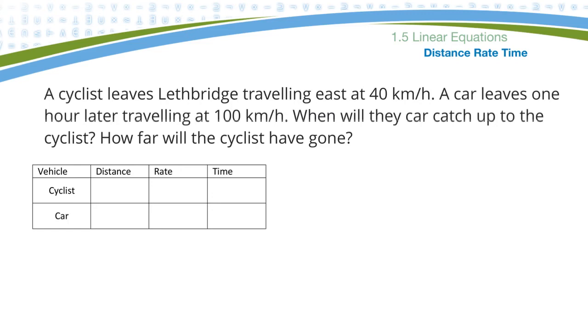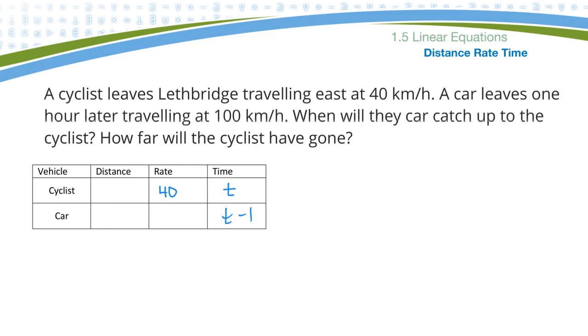A cyclist leaves Lethbridge traveling 40 kilometers an hour. So that's his rate of speed. So he's going 40. A car leaves an hour later. And they say, when will the car catch up and how far will it have gone? So I don't really know how long it took that cyclist before the car caught it, but I do know the car left an hour later. So an hour later, their time would be t minus 1.